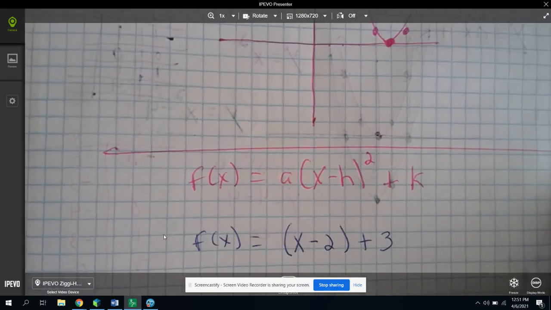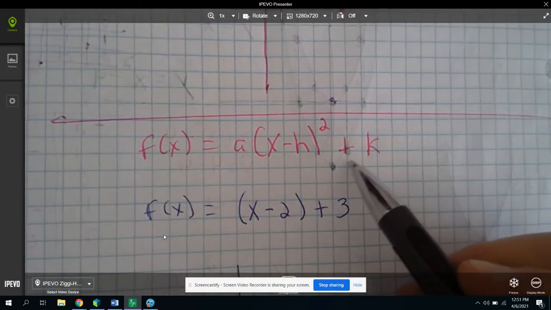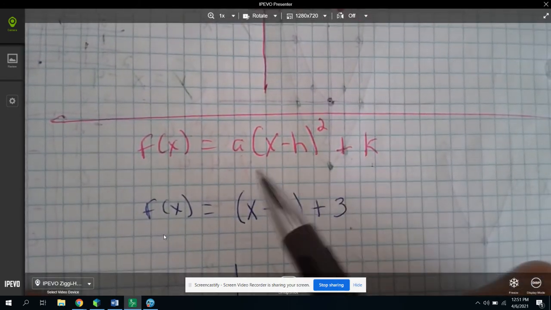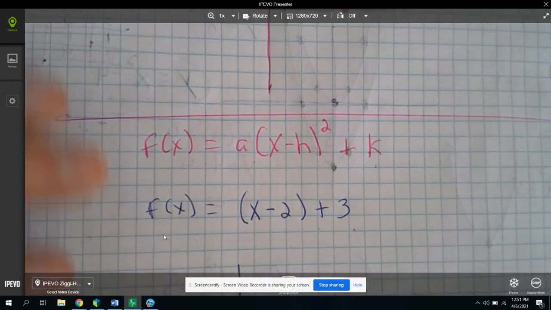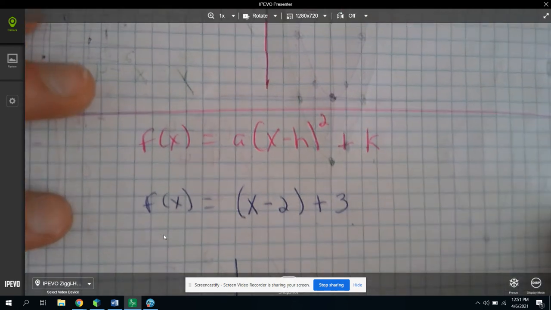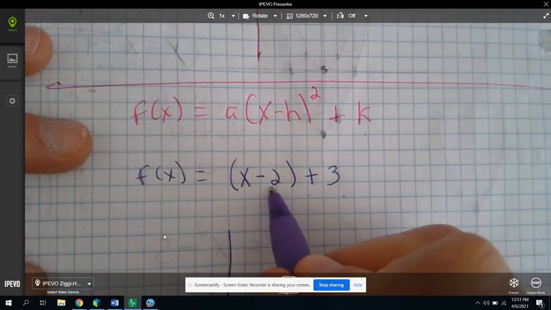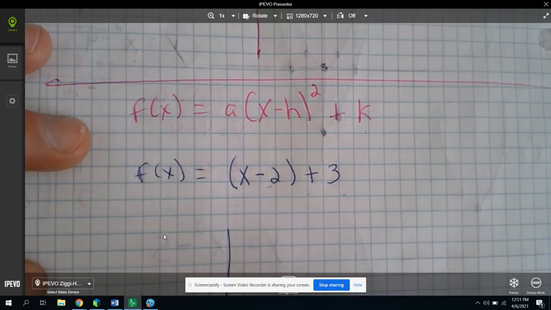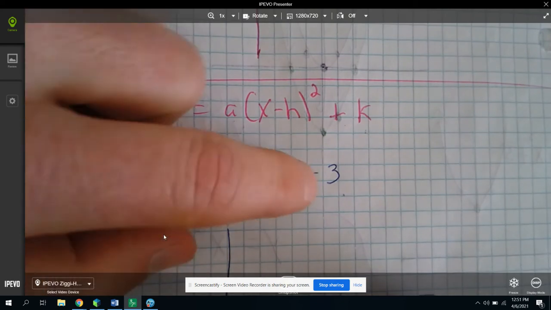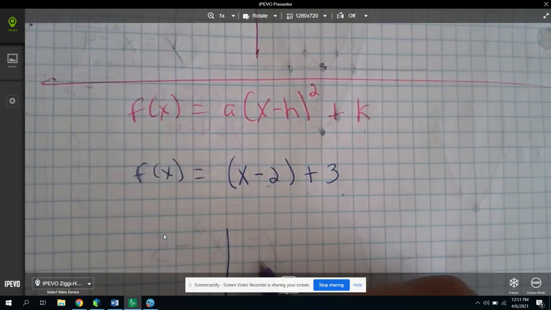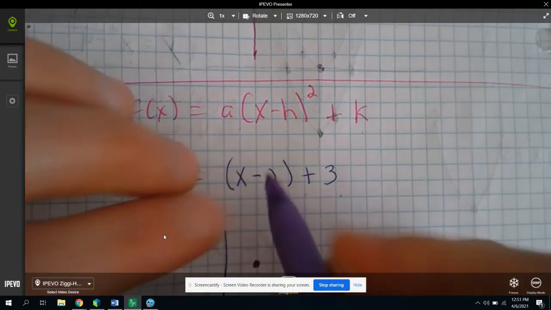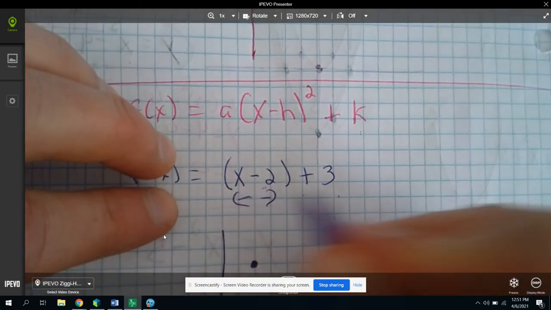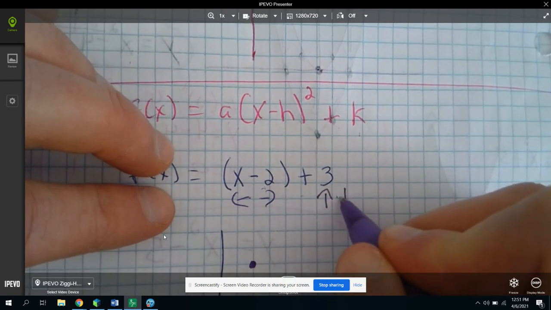Let's piece the two together. We have our plus k outside, so our plus 3 outside. We have our minus 2 inside. This means we're going to move the vertex in 2 ways. Because we have a minus 2 inside, we are going to move left or right that many spaces. Because it's minus 2, we're going to move right 2. And because it's plus 3, we're going to go up 1, 2, 3. There's our vertex. Inside means left or right. The outside means up or down.